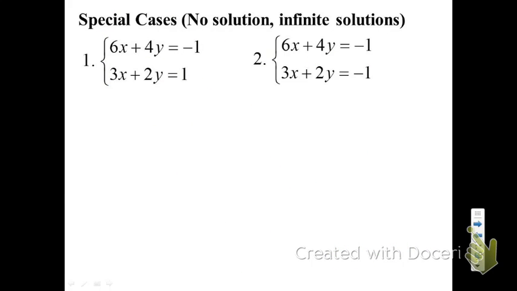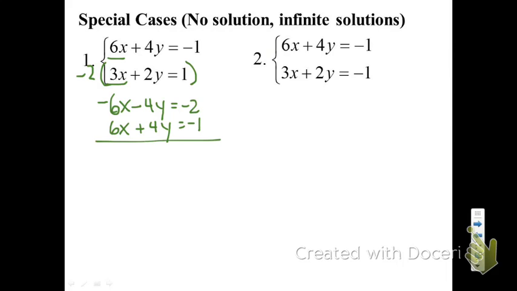So we have some special cases. The first one we're going to look at: if I wanted to make the x's opposite coefficients, then I would take this second equation and multiply it by -2. This would give me my new equation, -6x minus 4y equals -2. Again, don't forget to distribute that 2 to all 3 pieces. And then the top one, 6x plus 4y equals -1.